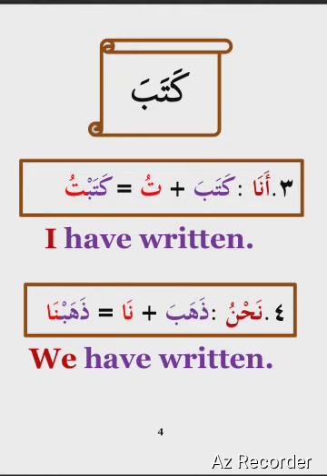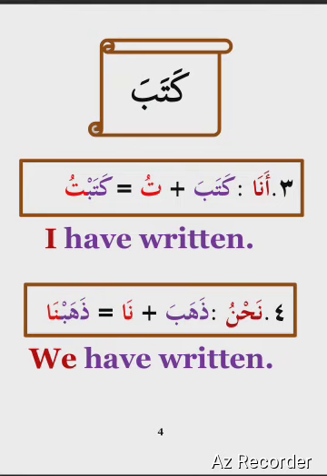Okay, the next verb is kataba. Kataba means he has written or he wrote. We are going to take kataba as our base. Thalatha, number three. So how do we now change the verb kataba to suit ana?